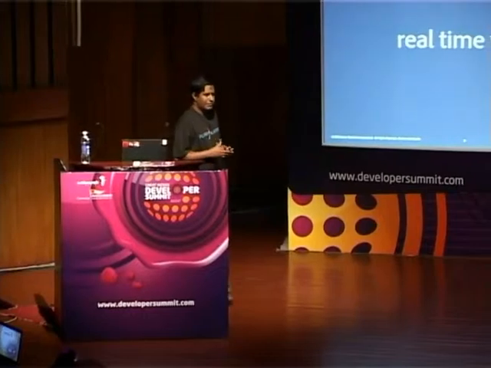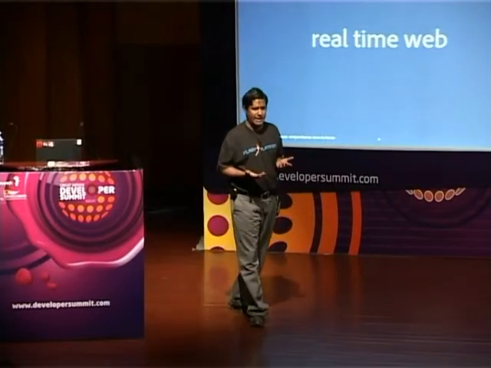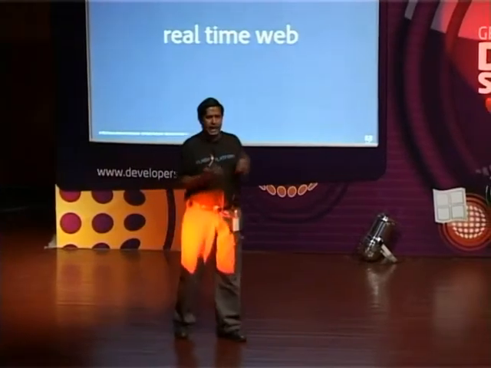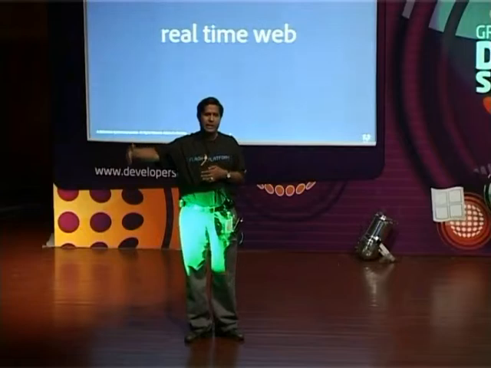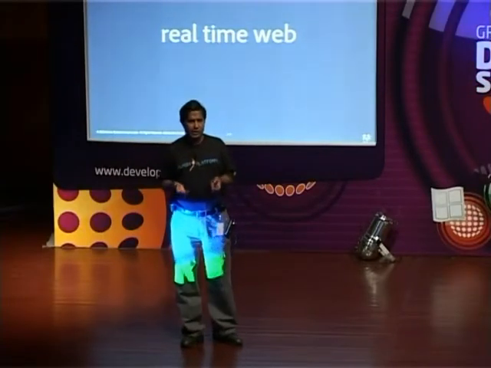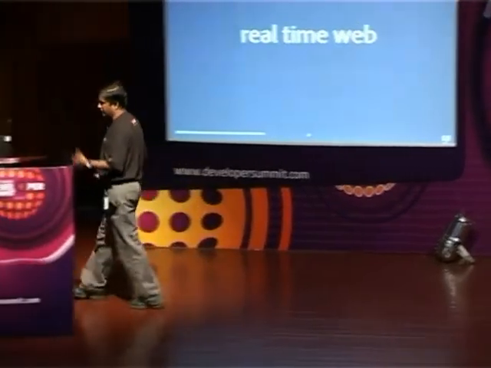So the first dimension in which I think the web is changing in a very big way is that the web is becoming real time. What I mean by that is we're no longer looking at static content that somebody produced at some point in time for consumption later on by several people. We are looking at content that is being generated on the web, which is real time. And let me just show you some examples of what they are.